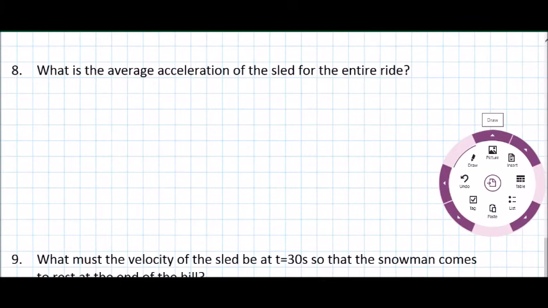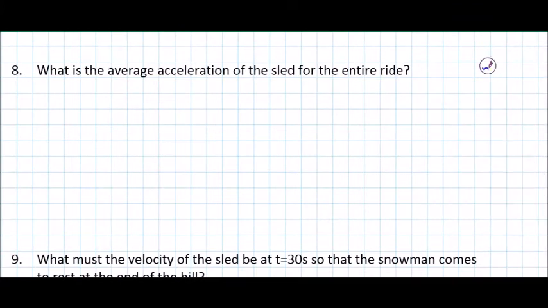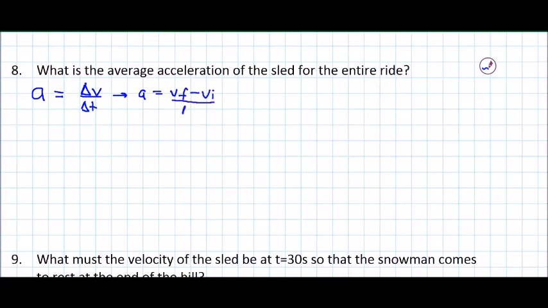What is the average acceleration of the sled for the entire ride? Acceleration equals the change in velocity over the change in time. So it would be a equals Vf minus Vi over the change in time. So what we can do here is just plug in our numbers to find a.